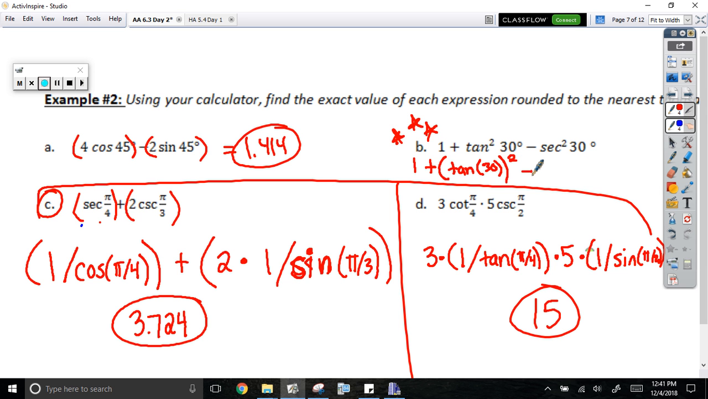Okay, minus secant is 1 divided by cosine. So parenthesis, 1 divided by cosine. And calculator gives you an open parenthesis. You fill in 30. You close it once. You close it twice. And you square it. So everyone try that on your calculator. If you do it, you'll get a nice, clean whole number of nothing.